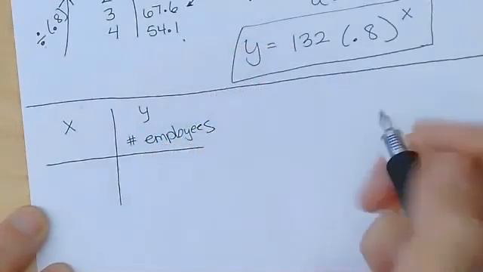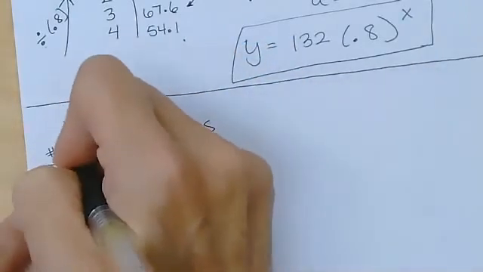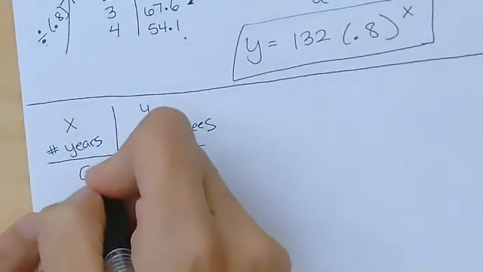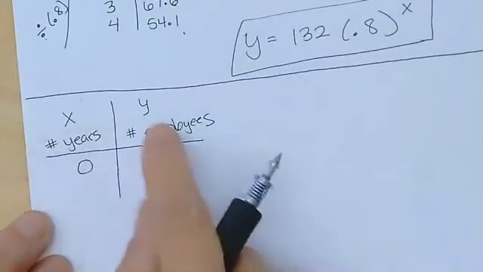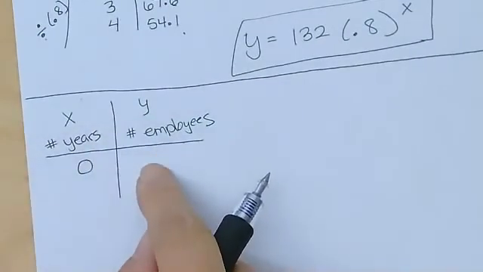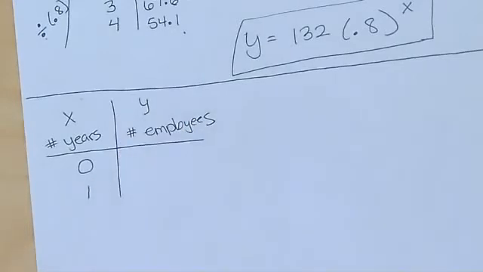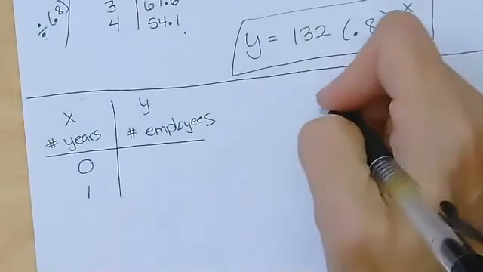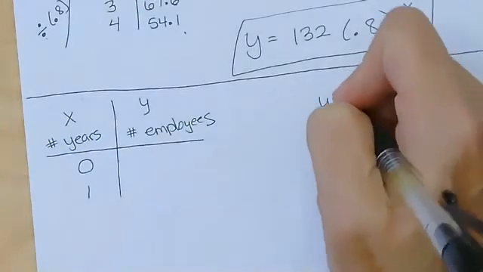And x is the number of years since the company was founded. So when x is 0, that would be the number of employees that founded the company. Founded means started. So how many employees did they have when they started the company? When x is 1, that would represent 1 year later. So like on the first year anniversary of the company, this value here would be how many employees they had at that time.